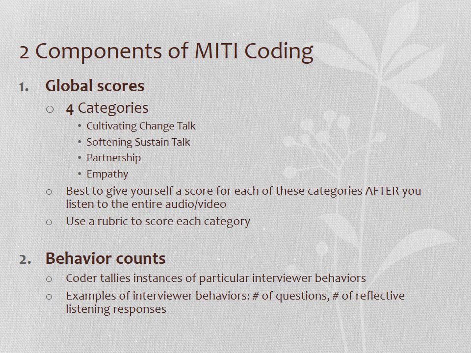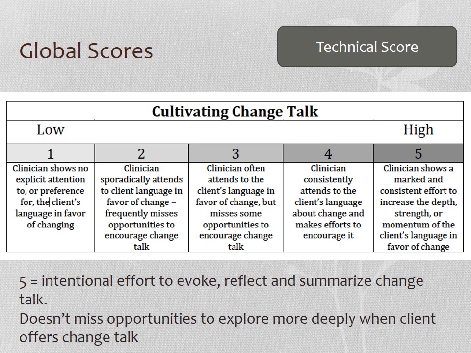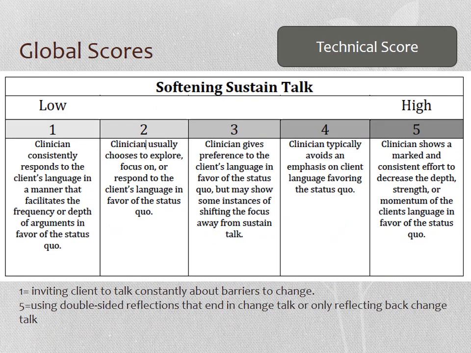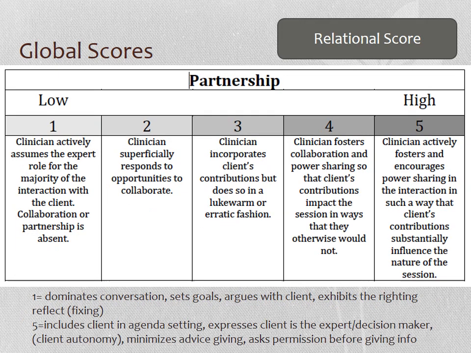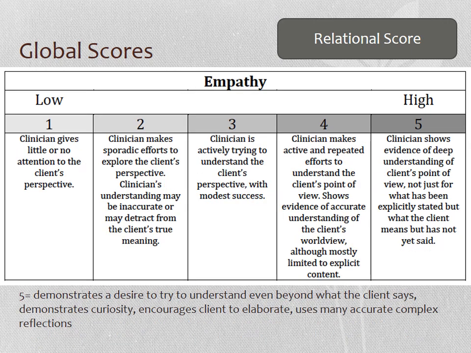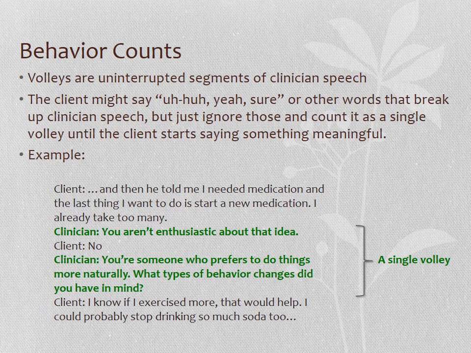And then, like I said, at the end, once the session is complete, you can go back and look at the global scores rubrics and give the person a score for each of the 4 categories of the global score rubric. The first one's cultivating change talk, and that's part of your technical score. Softening sustained talk, which is also part of the technical score on your score sheet. And then the 2 relational scores are partnership and empathy. And those 4 make up the global scores rubric. So now let's move on to behavior counts. So again, you have a score sheet in front of you as you're watching your video, and you're making tally marks and counting up different things the clinician says.